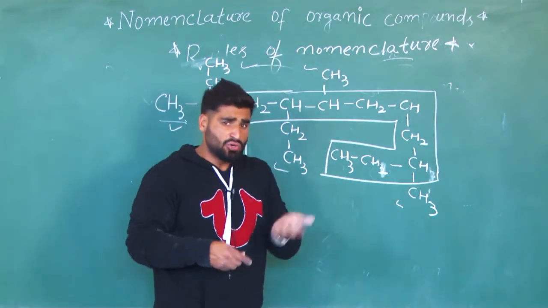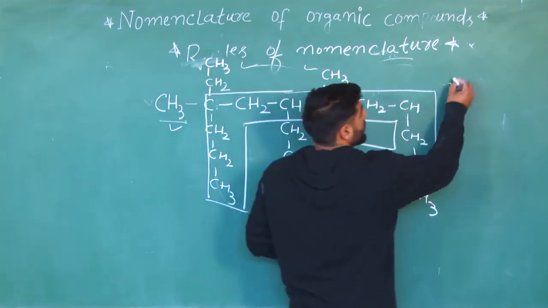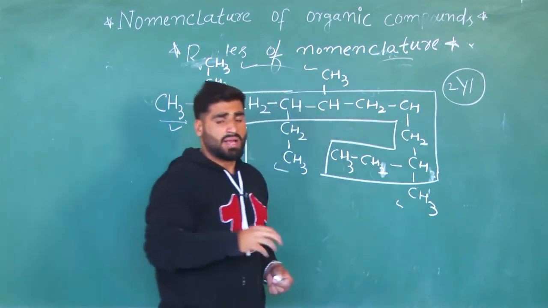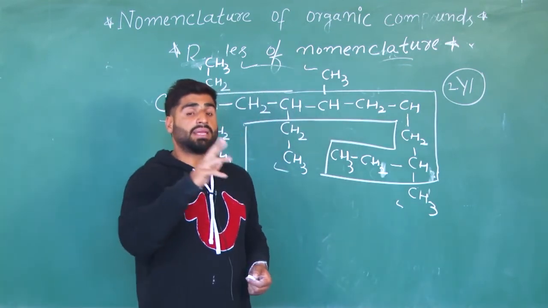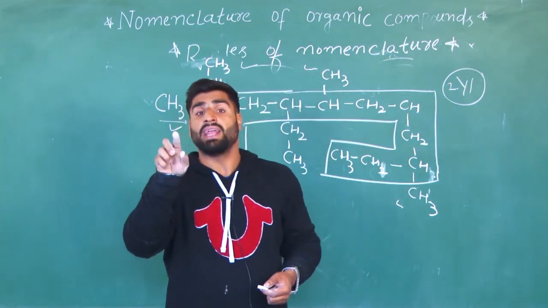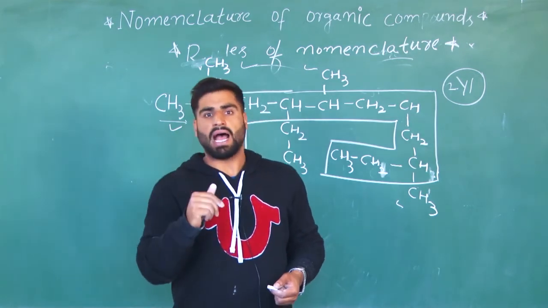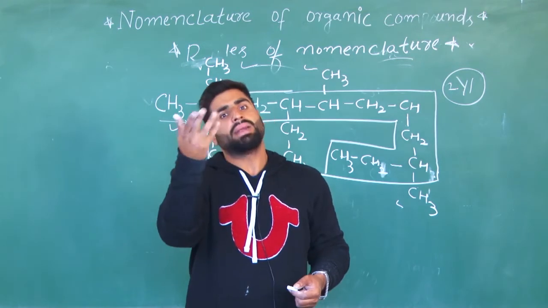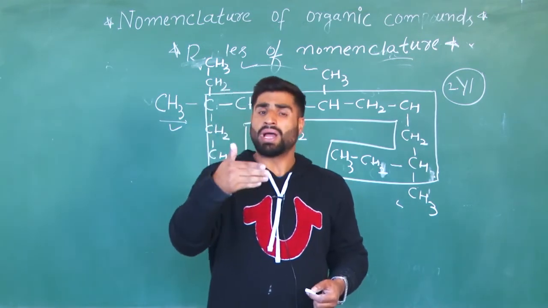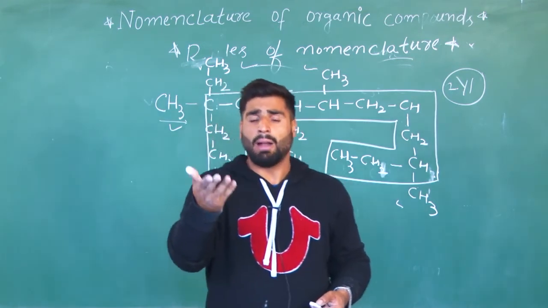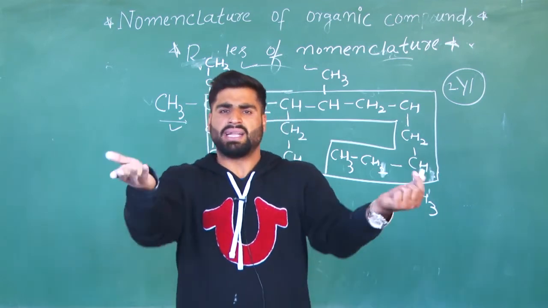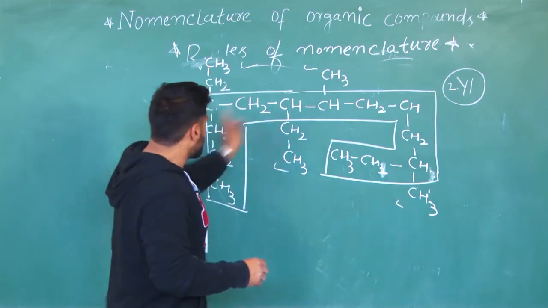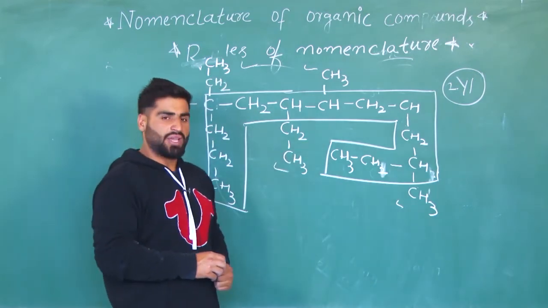There is an additional rule. We generally use YL for these substituents: alkyl. For methane, we replace ANE by YL, meaning methyl. For ethane, we replace ANE by YL, meaning ethyl, then propyl, butyl, pentyl, hexyl, heptyl, octyl, nonyl, decyl, dodecyl, and so forth. So this was the selection of the longest chain.